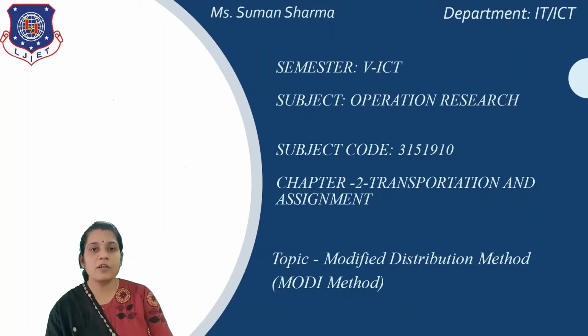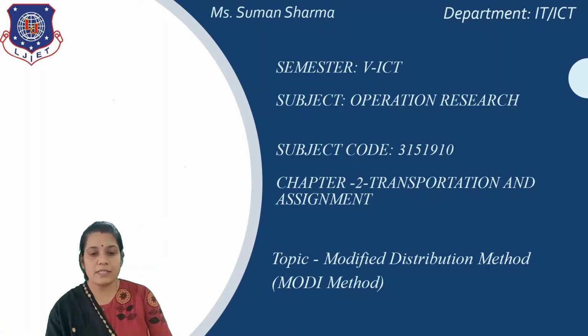We have already seen in our previous lecture what the feasible solution and the optimum solution are. According to the feasible solution, we have three types of methods: the northwest corner method, the least cost method, and the Vogel's approximation method. After finding the feasible solution, for the optimum solution we have only one method, the modified distribution method, or you can say the MODI method. Okay, so let's start.